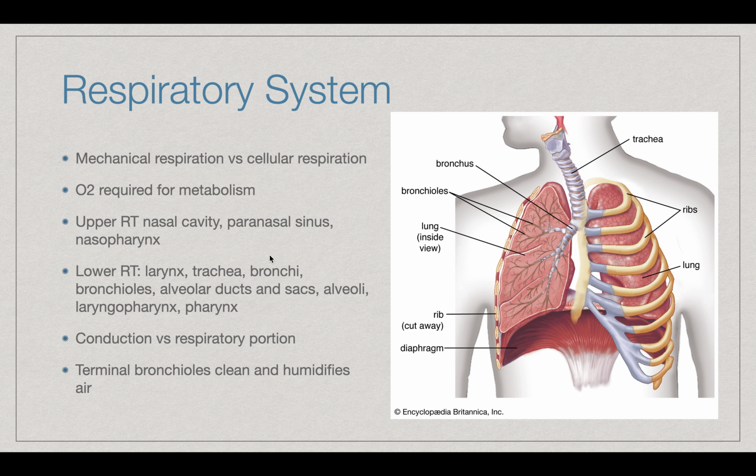So the respiratory system is divided into two parts: the conduction part and the respiratory portion. The conduction portion is also separated into the upper respiratory tract, which is going to be the nasal cavity, the paranasal sinuses, along with the nasopharynx. And the lower respiratory tract starts with the larynx and then goes down into the lungs. So the terminal bronchioles are part of the respiratory portion, and they play a role in cleaning and humidifying the air.